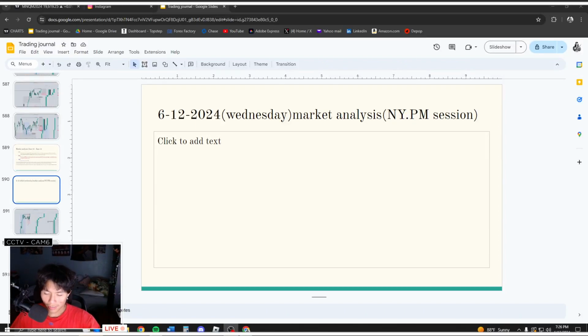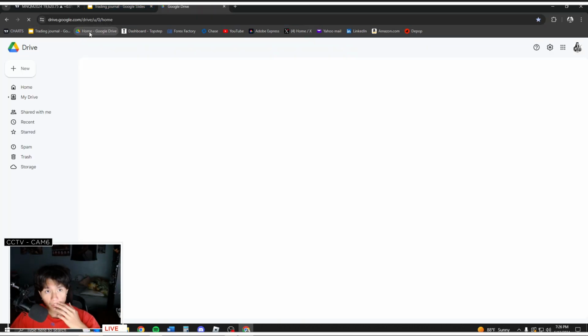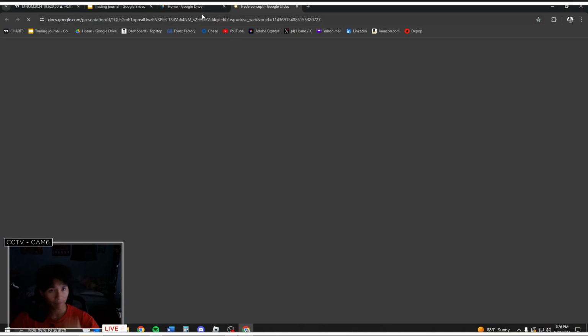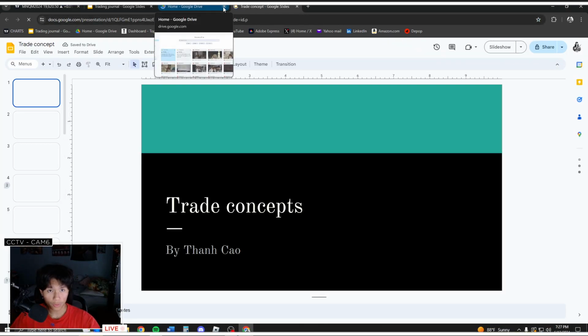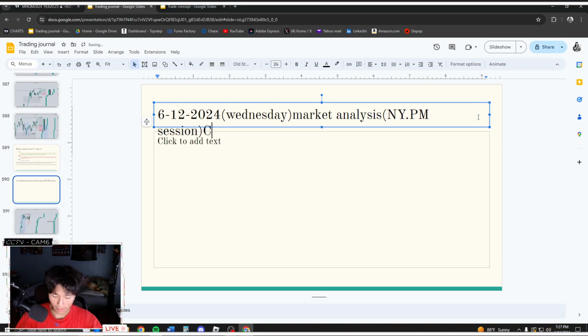All right. Today is June 12th, 2024, and I'm going to be doing a market analysis as well as a trade concept overview, a little breakdown of what PO3 is. So first, I'm going to start off with today's trades. Today was actually CPI and FOMC.